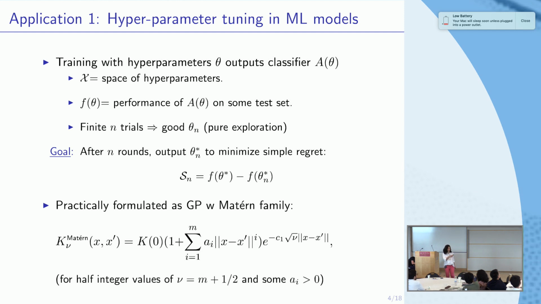And again, the case study to have in mind is X is the space of hyperparameters. Thank you so much, Bob. f of theta, where theta is the hyperparameters of your classifier, is the performance on some test set. You run a finite n trials and find theta n, and you come up with the simple regret.